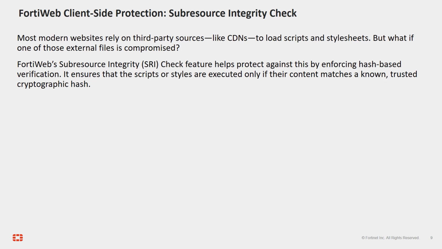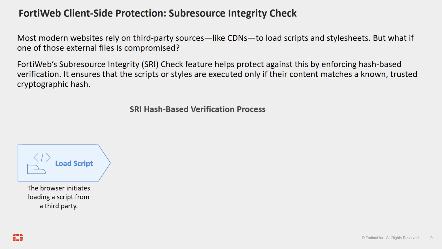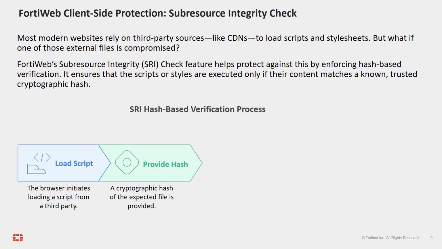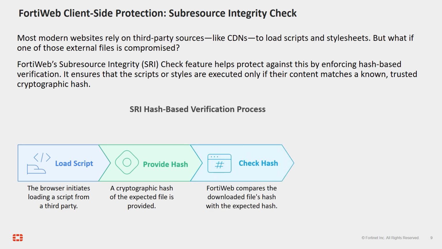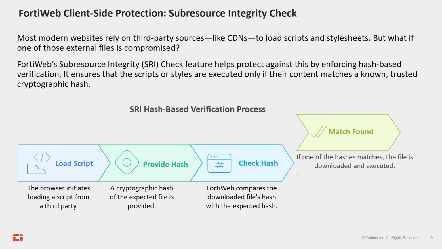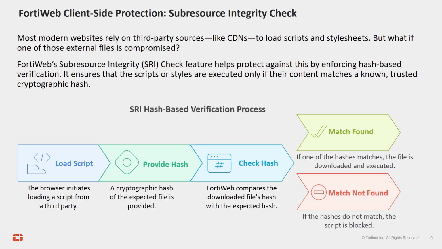FortiWeb's Subresource integrity check helps protect against this by enforcing hash-based verification. It ensures that the scripts or styles are executed only if their content matches a known, trusted cryptographic hash. It works like this. When the browser initiates loading a script from a third party, a cryptographic hash of the expected file is provided. FortiWeb checks the downloaded file's hash against that expected fingerprint. If the file has been tampered with even slightly, it won't match and FortiWeb will block it. This approach effectively detects compromised CDNs, silent updates, and even tampering during transit.